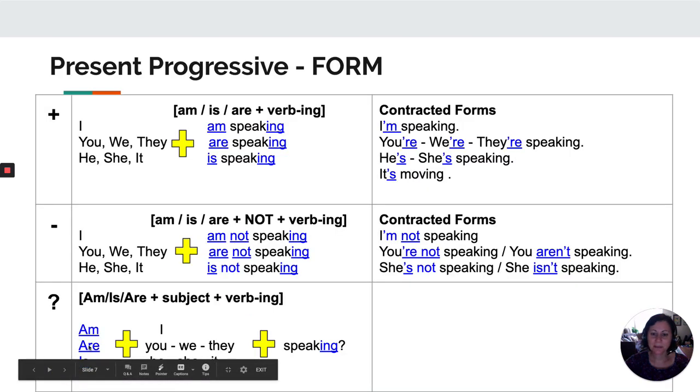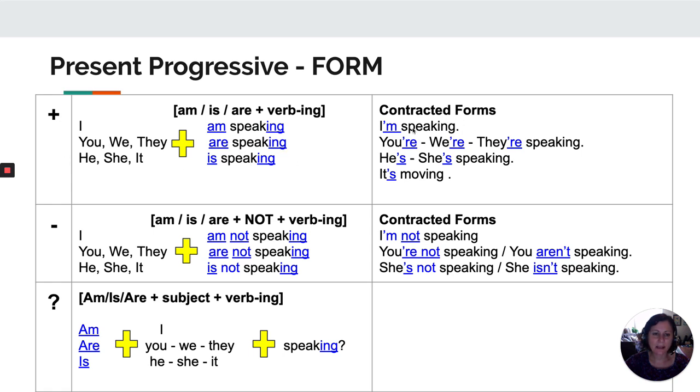Let's now talk about the progressive form. We use am, is, are, and the ing. I am speaking, you are speaking, he is speaking, and you can also contract them. I'm speaking, you're speaking, he's speaking, it's moving. For the negative, you add the not. I am not speaking, and you can contract them, like I'm not speaking, you're not speaking, or you aren't speaking. She's not speaking, she isn't speaking. So that's the negative form.